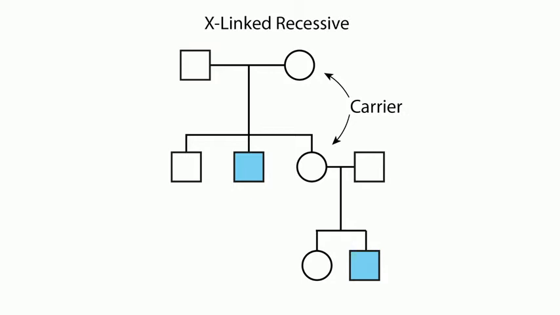So male offspring have a 50% chance of being affected, and female offspring have a 50% chance of being a carrier. And then if a woman has the misfortune of being homozygous for the mutant allele, she can have the disease.